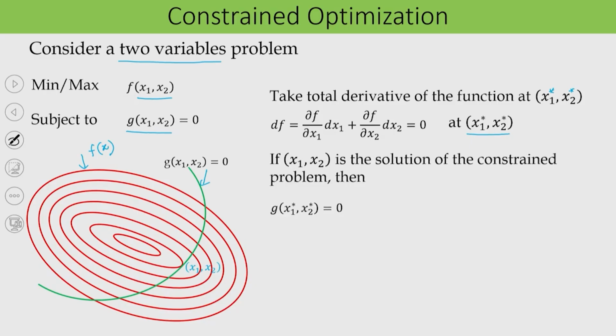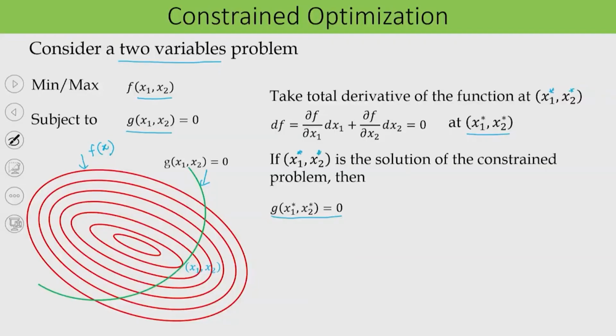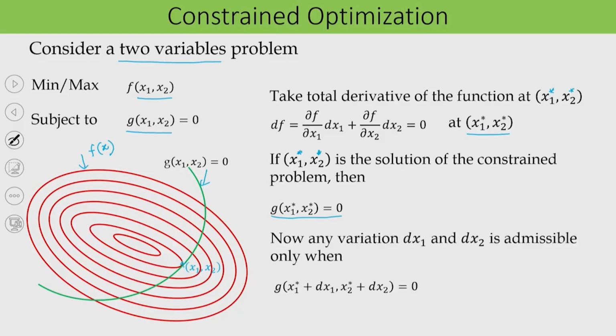Now, if this point x1 star and x2 star is the solution of this constrained optimization problem, then it has to satisfy the constraint. That means this point should be on the constraint line. Therefore, g(x1 star, x2 star) should be equal to 0. Suppose this is the point, that is x1 star and x2 star.